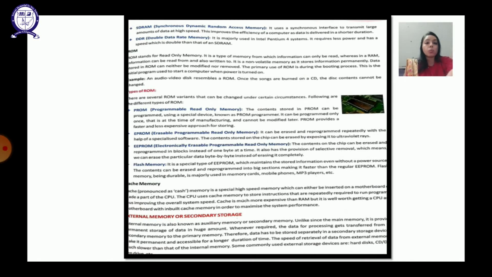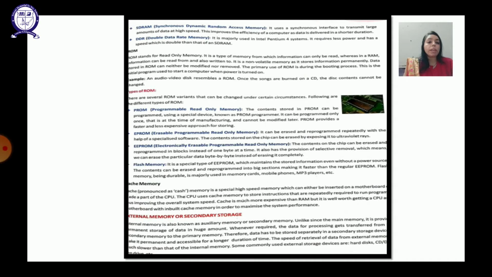Next is ROM. ROM stands for read only memory. It is a type of memory from which information can only be read, whereas in RAM the information can be read from and written into it. In RAM we can type anything, we can make changes and we can read the information also.